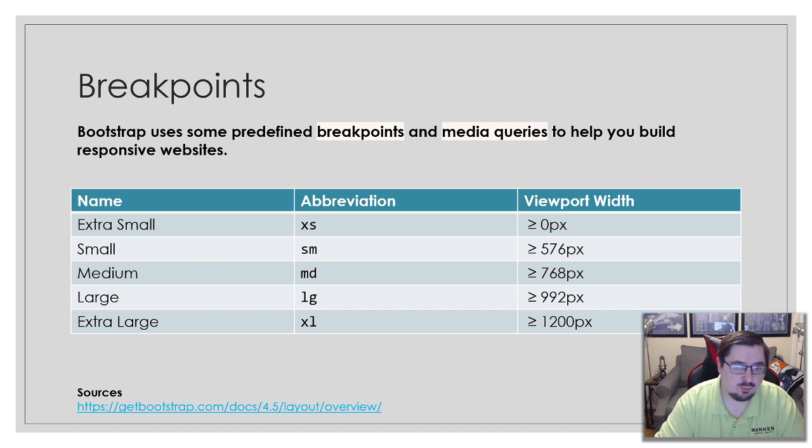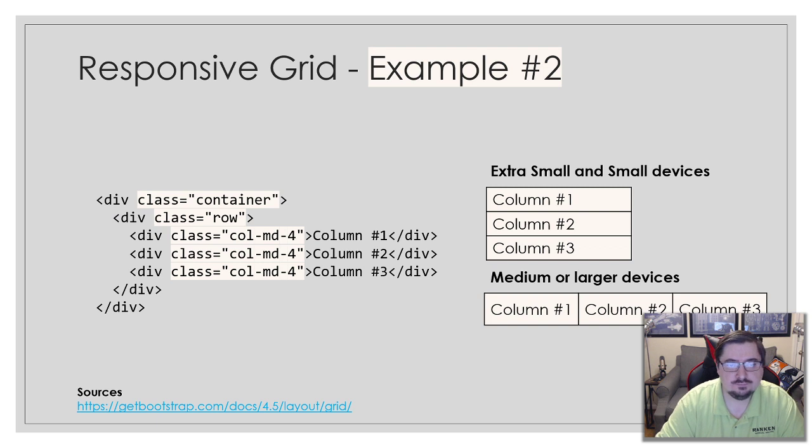So the breakpoints, just to remind you, we did talk about this in the previous video, but remember that the breakpoint for extra small, which is defined by default, is 0 or bigger. Small, which is SM, is 576 or bigger. Medium is 768 or bigger. Large is 992 or bigger. And extra large is 1200 or bigger.